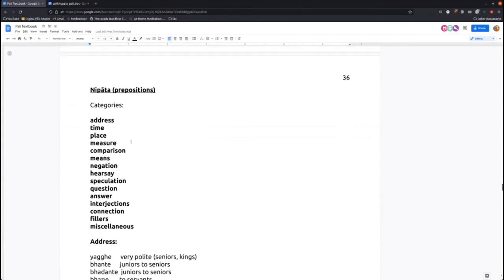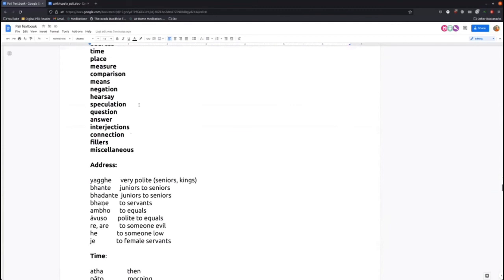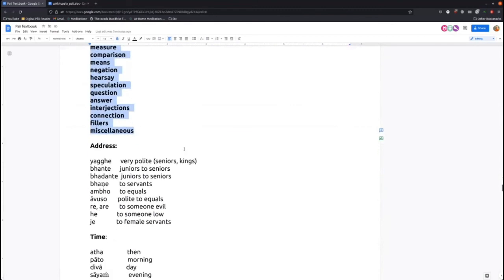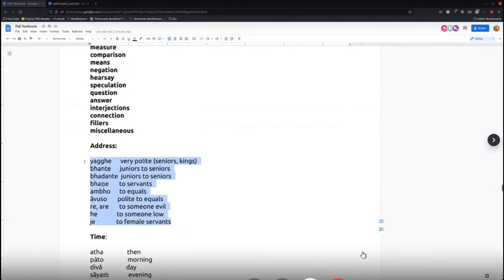So nipata, these are small words. They're not exactly prepositions. They're just words that fit in the sentence but aren't conjugated. And they're used in all sorts of ways. These are the ways that they're used. Address means addressing someone. So these are words that you use to call people. These are only used with the alapana in this vocative sense.